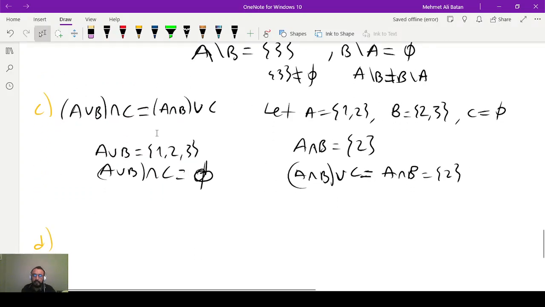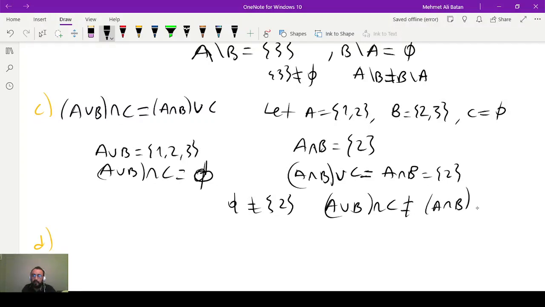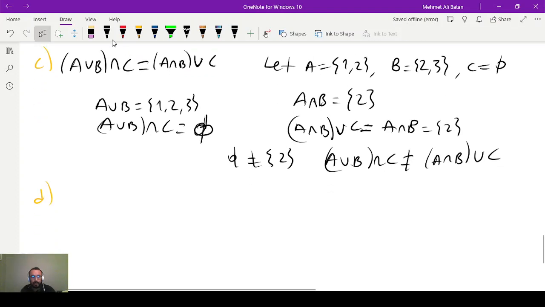So clearly the empty set is not equal to the set which contains 2, which means A union B intersection C is not equal to A intersection B union C. This is not true always. So this statement is false. It must be true for each A, B, C. But you can find a counterexample, a specific example which fails the statement. So you can immediately say that this statement is false. So what about the last part?